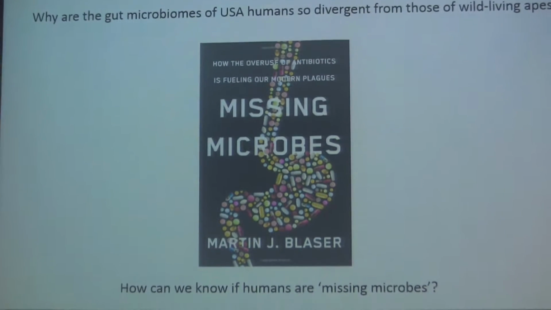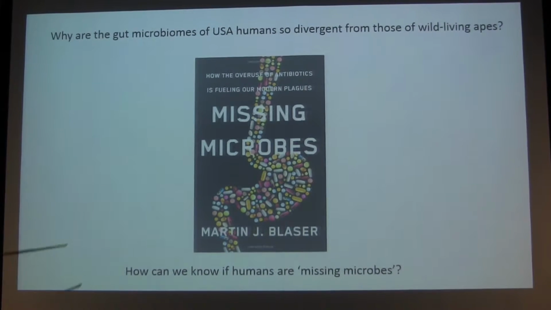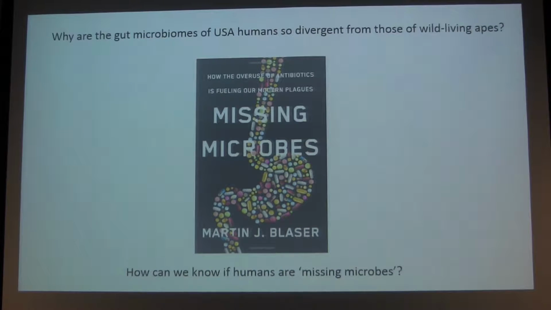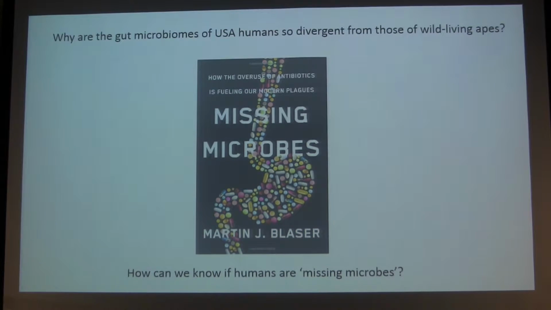There are hypotheses out there, one of which has been publicized in this book recently by Martin Glaser at NYU, who claims that the overuse of antibiotics is fueling our modern plagues. If there's not a more sensational title than that, I don't know what would be. But this book and these ideas, there's a lot of this now, especially in the popular press, about antibiotic use causing asthma, autoimmune diseases, maybe even autism. But it's based on not a whole lot of evidence, actually.